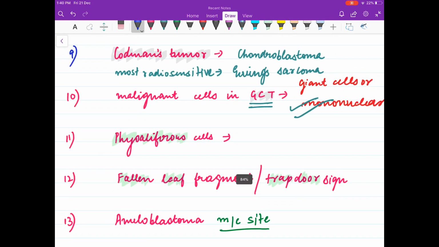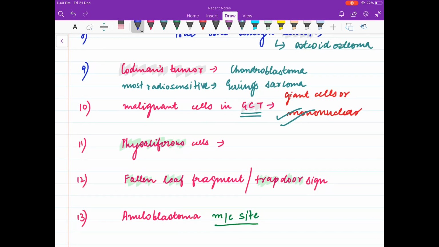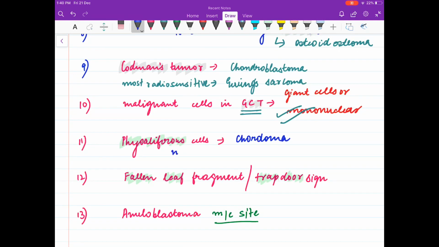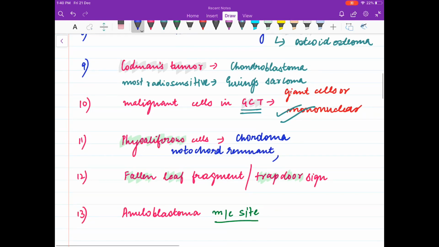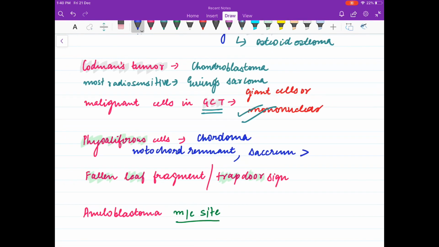Physaliferous cells are seen in chordoma. It is a tumor of which origin? Notochord remnant. Most common location of chordoma is sacrum, followed by clivus.